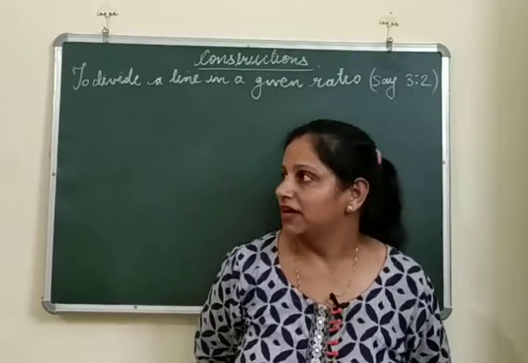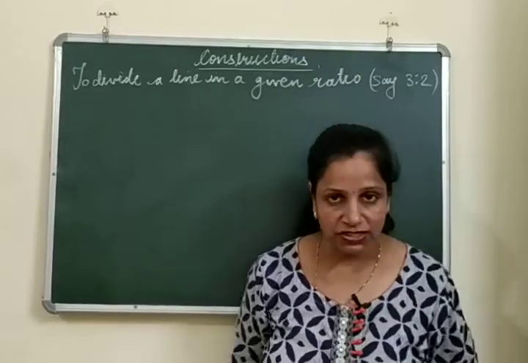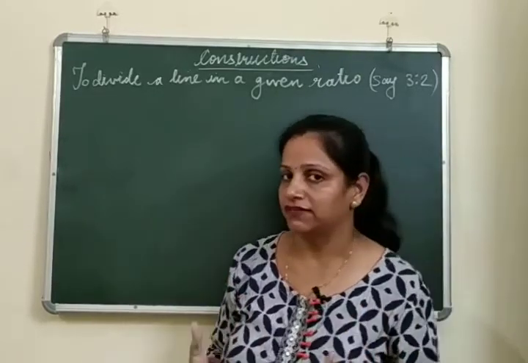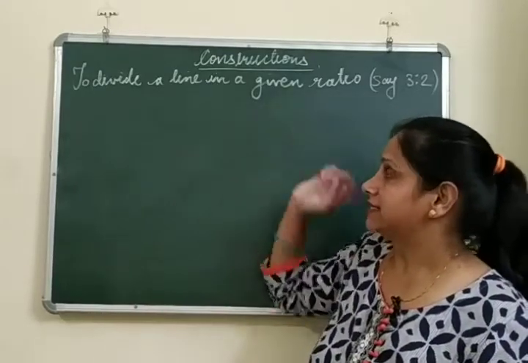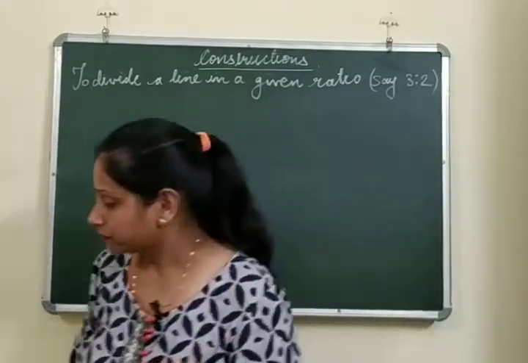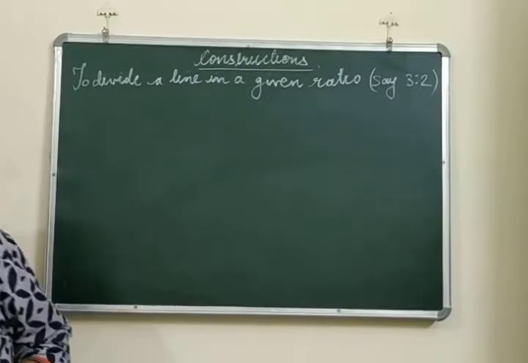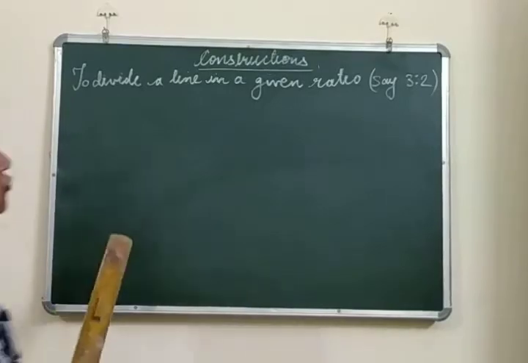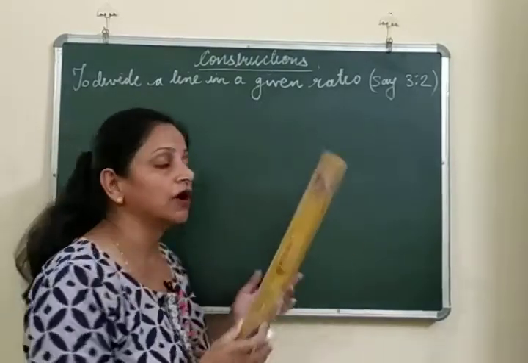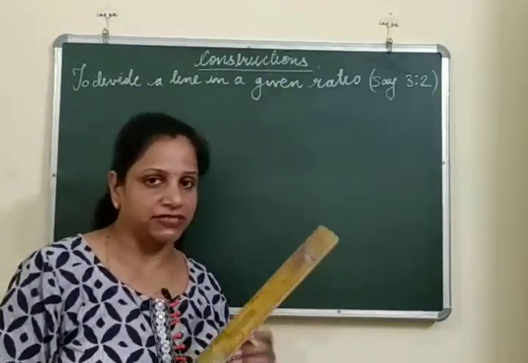So today we are here with the chapter of constructions, and we have to start with dividing a line segment in the given ratio. If we are given any line segment and we have to divide it in a given ratio, how to do that, how to construct it?